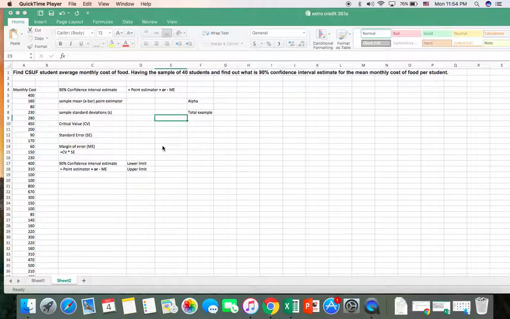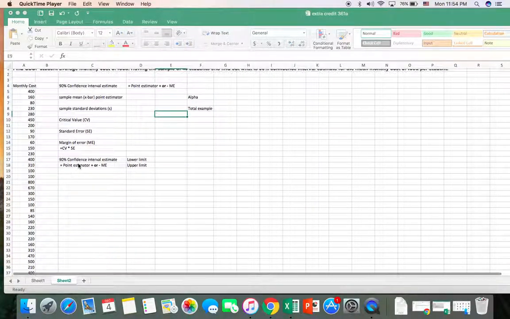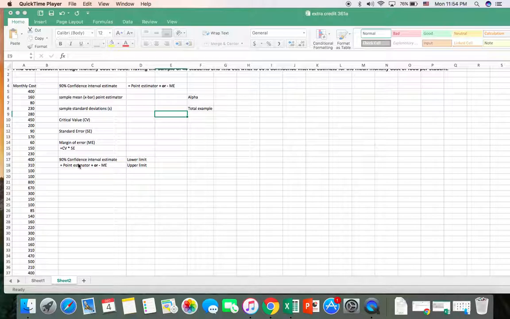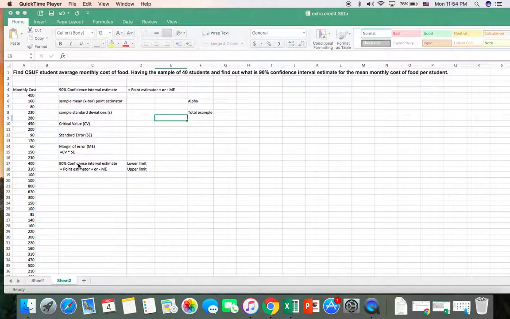In order to get these 40 examples, I went to my math access section to make a survey. Also, I asked my friends on campus, and I just asked random people who are working on campus. As you can see, there are 40 examples, and they range from $60 to $800 in monthly cost on food. Since we already have the data, let's talk about how to find the confidence interval estimate.